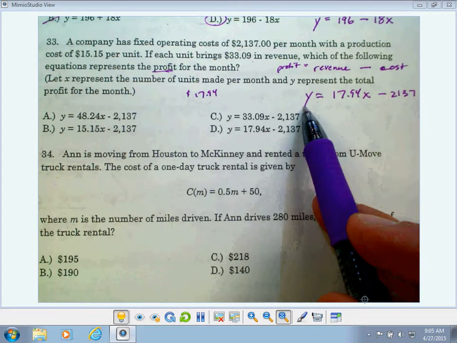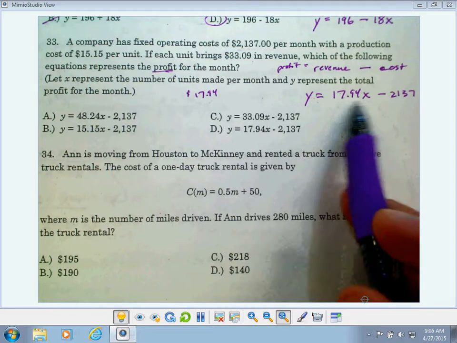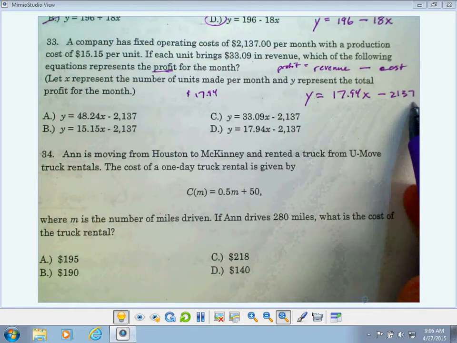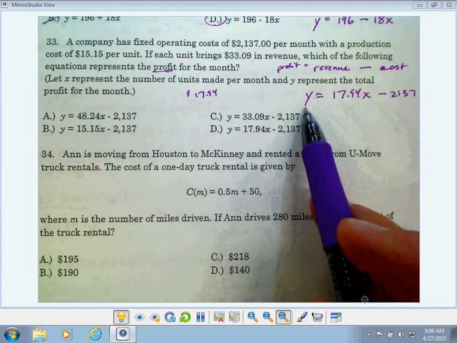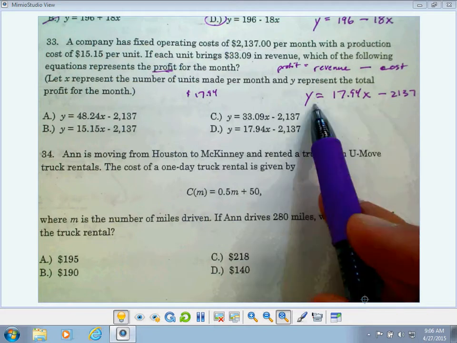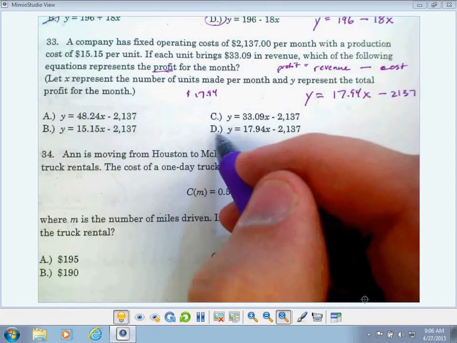So the profit would be $17.94 per item, right? But we still have to subtract off that initial operating cost. Once Y becomes a positive number, so when X gets big enough that Y is a positive number, then you actually start making real profit. So this equation is D.